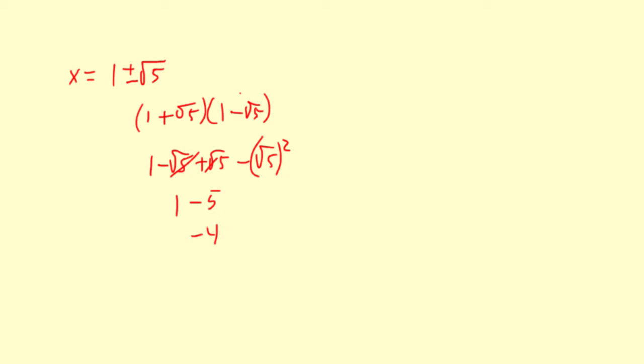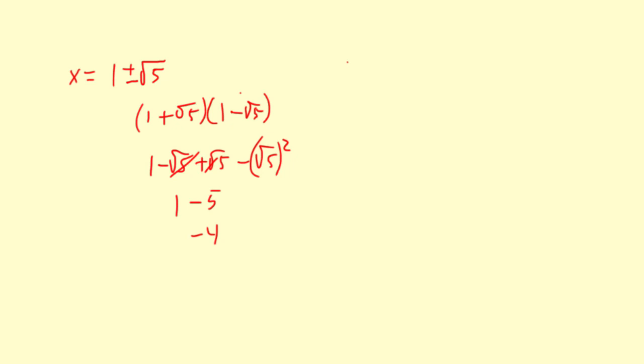So that's what happens when you have conjugates. You multiply them together, there's a square root involved, and there's a plus and a minus, and you get negative 4. So this is the result of typically solving using completing the square or the quadratic formula. You can call them conjugates. Complex conjugates work the same way.